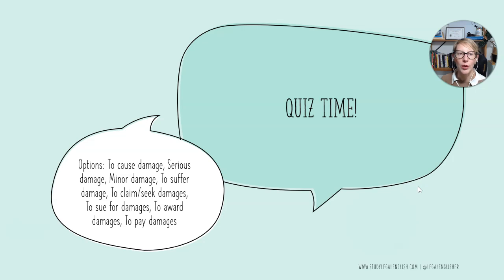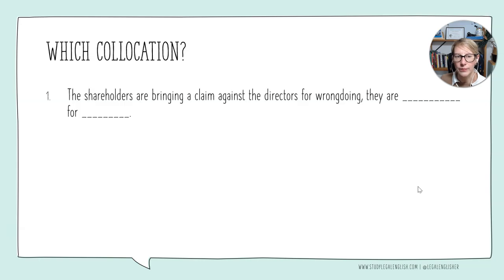After the quiz, we will go through the answers. So, are you ready? You are either going to say the answers out loud to yourself, or write them down, or simply think of them in your mind. So, let's go. Which collocation? Number 1. The shareholders are bringing a claim against the directors for wrongdoing. In other words, they are for... Okay, what do you think that is? Okay, let's move on.